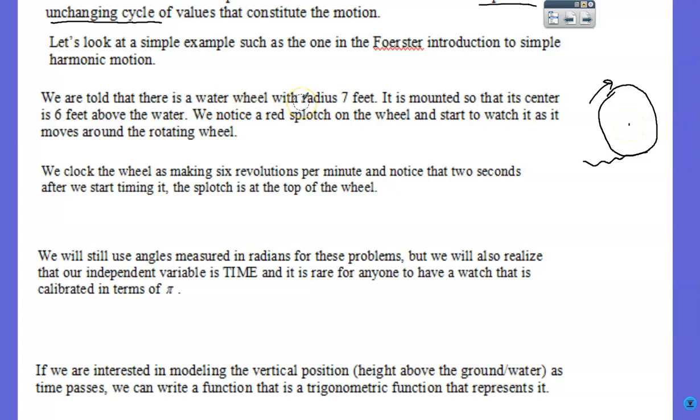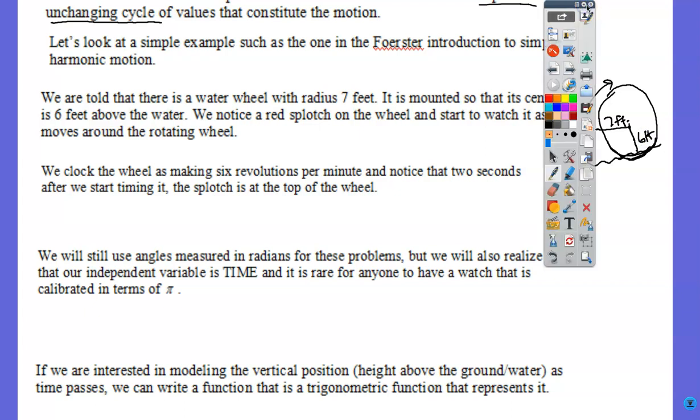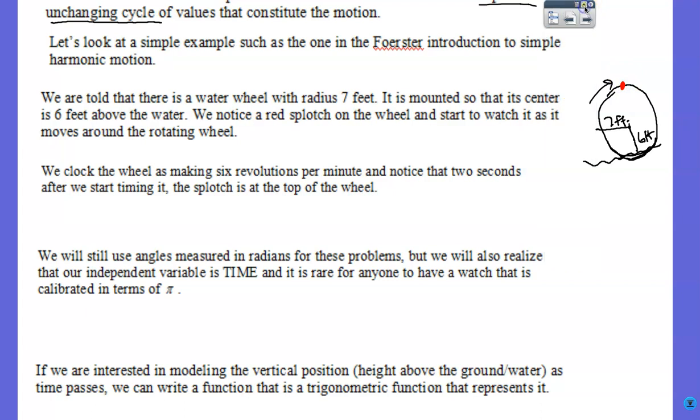The water wheel has a radius of 7 feet. So here's, oh, and I guess I should draw that because it goes down into the water a little bit. Okay, so the radius of the wheel is 7 feet, and it's mounted so that its center is 6 feet above the water. So it's actually only 6 feet above this water. Let's say we notice that there's a little splotch on the side of the wheel, and we watch it as it moves around this rotating wheel. As the wheel moves, you're going to see that little red splotch move, okay?